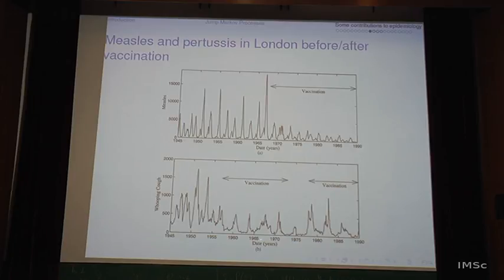So the third example is to look at the dynamic of measles and pertussis, so whooping cough, in London before and after vaccination. So here you have the measles outbreak. Like I said before, the entire epidemic period is around 2 years. Here, every 2 years you have an outbreak. And then at some point they introduce the vaccine. And what you can see is that it has a very huge impact on the dynamic of measles because the amplitude of the epidemic decreases.